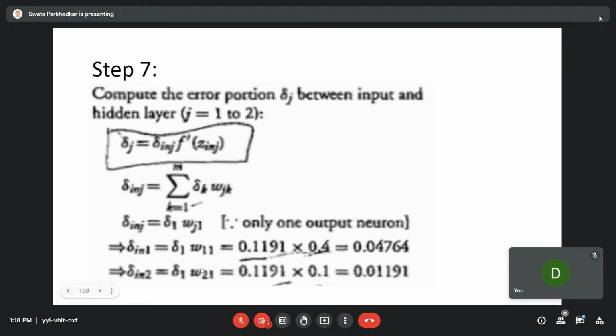Okay, we have two weights. So for the first network, which is coming from the second hidden layer, delta in 1 and delta in 2 are for the first and second hidden layer, and delta 1 is common because there is only one output neuron. So delta 1 into W11 and W21. We already have the values of these weights. So, right till here.